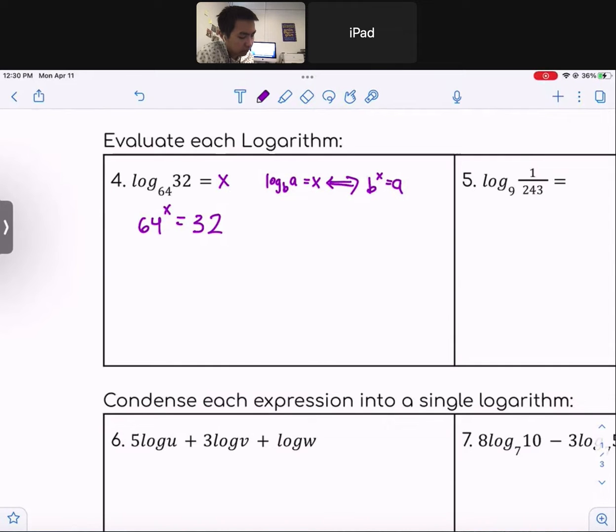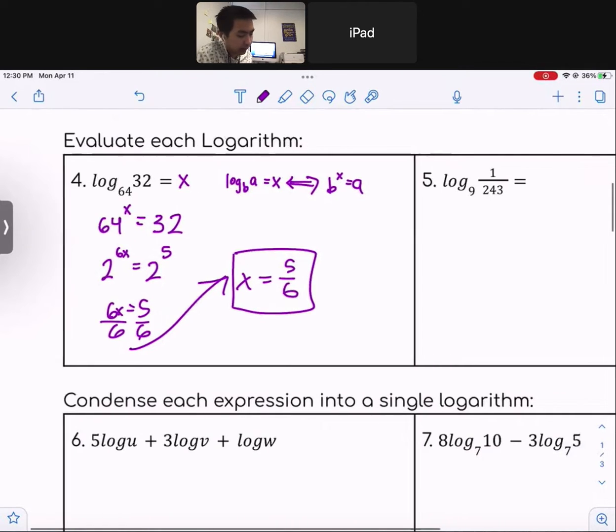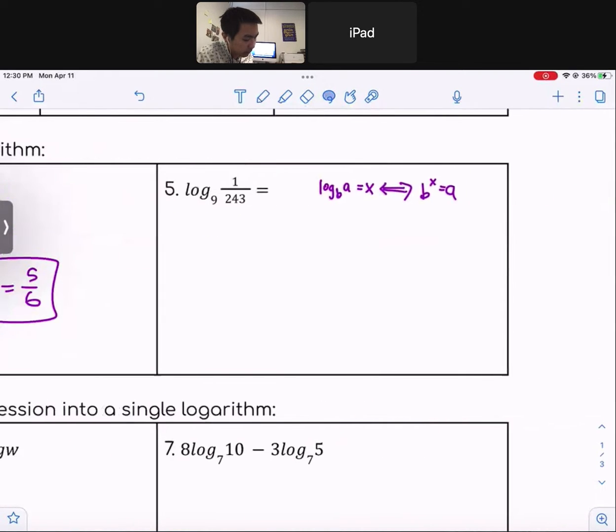They both could be 2. 2 to the 6 times x equals 2 to the 5th power. Since they both have the same bases, you just set the exponents equal to each other and solve for x. So that's going to be 5 over 6. Again, change log form to exponential form, and then you just solve the exponential form.